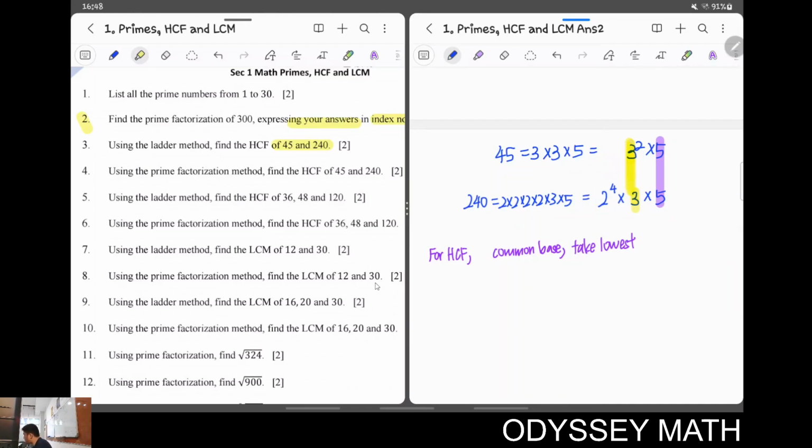Is there a common base 3 here? Yes, we have a base 3 here for the 45. We have a base 3 here for the 240. So out of these two, we take the lowest, that will be 3. So HCF equals 3. We are not done. Now, for base 5, does 45 have or not? Have. For base 5, does 240 have or not? Have. So we take the lowest of these two, so it's just 5. So HCF is 3 times 5 equals 15.